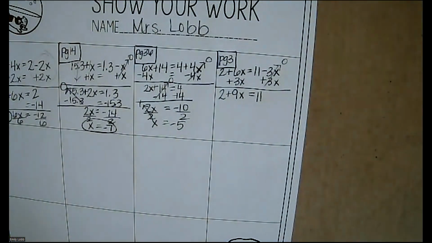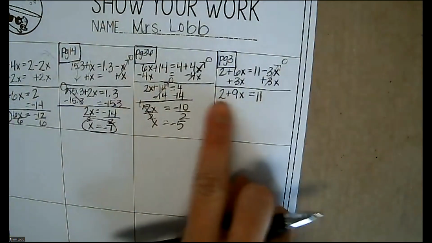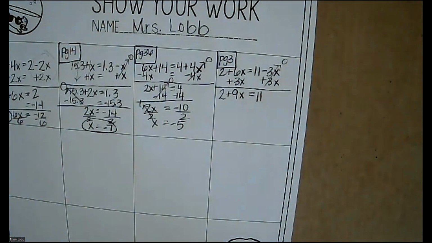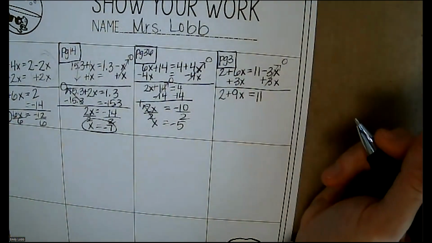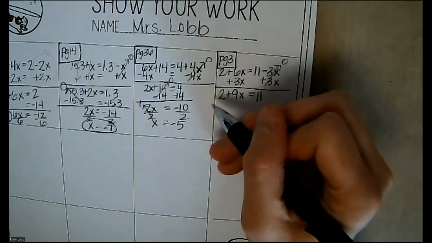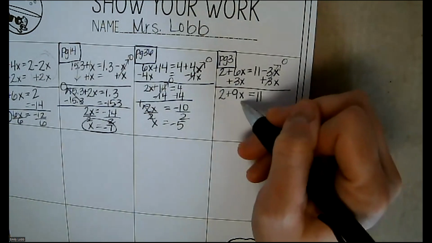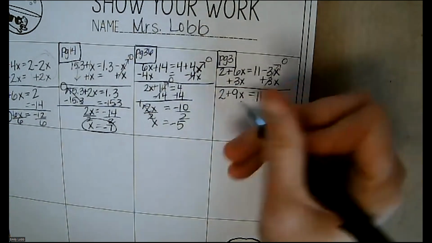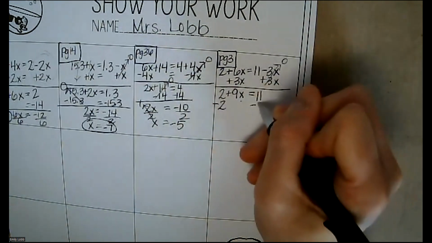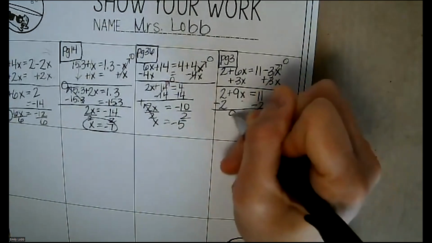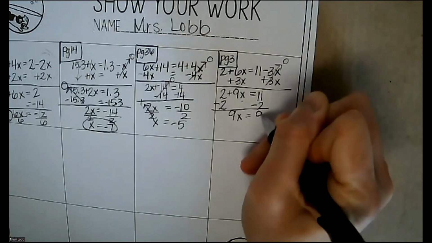Now what do I do? Am I subtracting 2 from both sides or 11 from both sides? If I subtract 11 from both sides, I'm not getting rid of this thing that's next to the x. So I have to subtract 2 from both sides. So I have 9x is equal to 9.